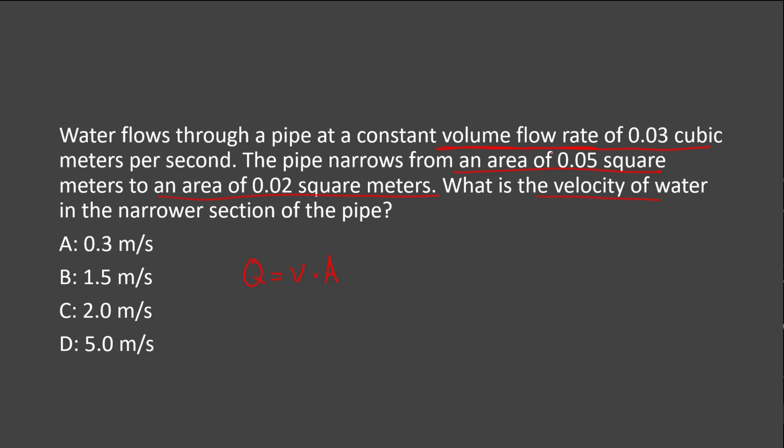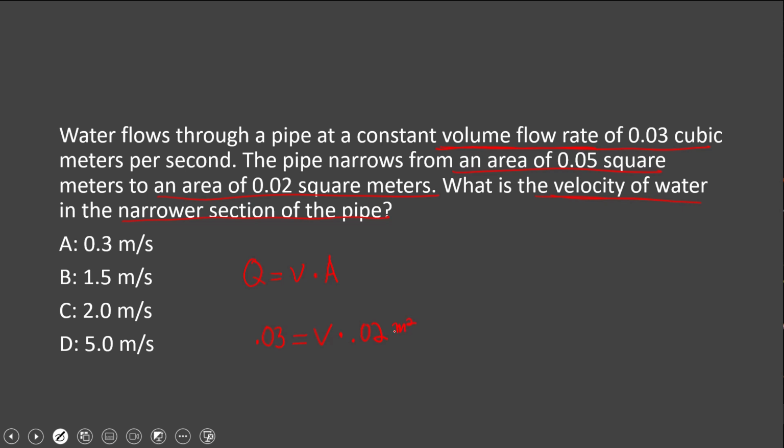And so to start with, we want to figure out the velocity of the water in the narrower section of the pipe, right? And so if we're told that the water is always going to have a constant volume flow rate, then really we don't actually care about the area at the beginning of the pipe. We only care about the area in the narrower part of the pipe. We only care about the area where we're being asked the velocity, right? So if Q is 0.03 cubic meters per second, then it's going to be equal to velocity times the area of 0.02 square meters, right?